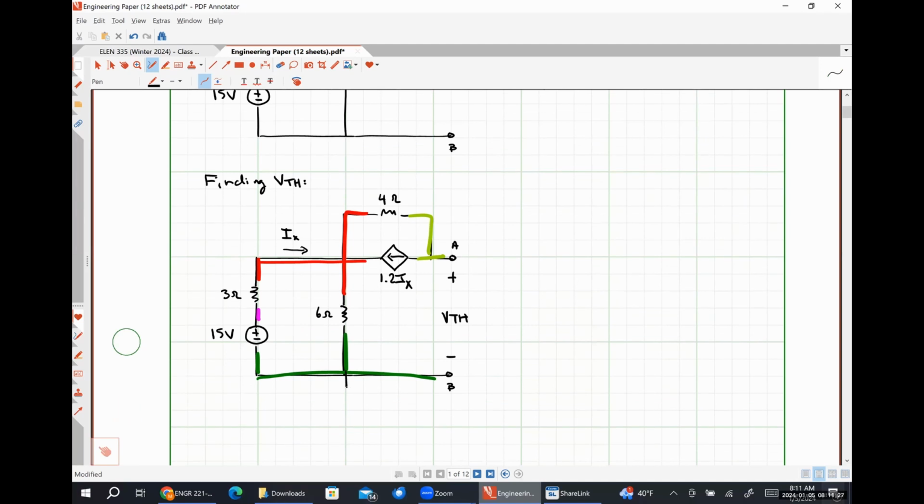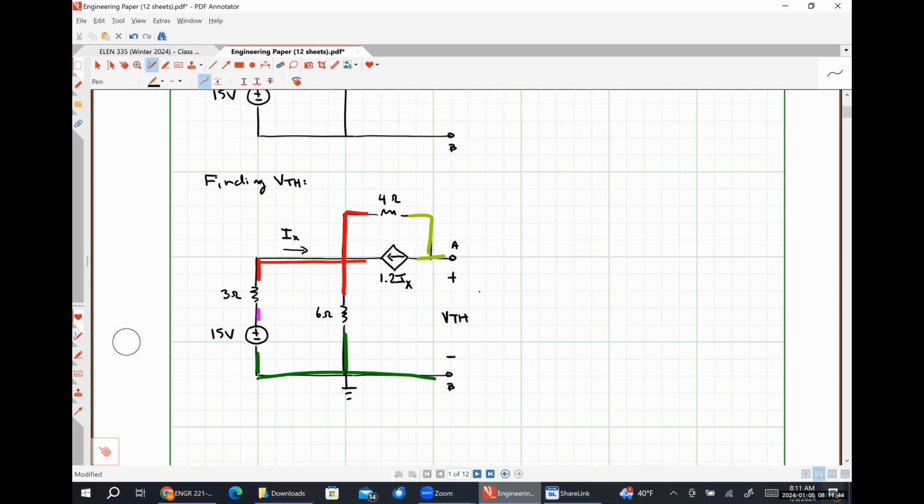However, if we choose this bottom node to be our reference node, then we know that the pink node is just 15 volts. And so we really only have a two equation, two unknown system that's going to allow us to solve for VTH directly. So it's less work to do nodal analysis here.